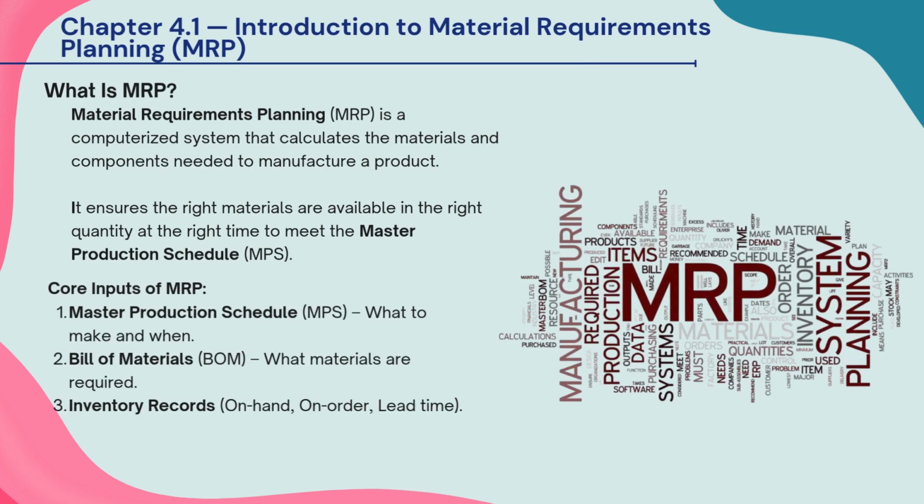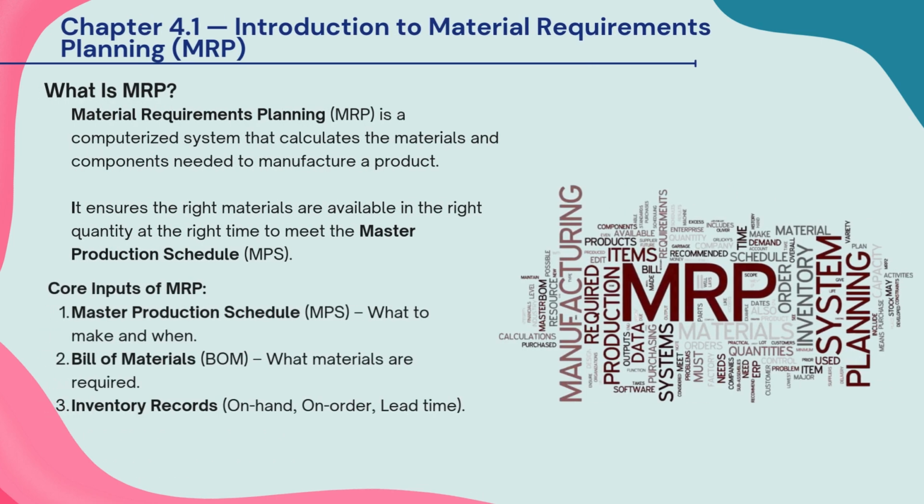This slide explains what MRP is, a computerized system that calculates the materials needed for production. The key idea is ensuring the right materials are available at the right time to meet the master production schedule. MRP works using three core inputs: the MPS, the bill of materials, and inventory records. Together, these help plan material requirements accurately and prevent shortages or delays.